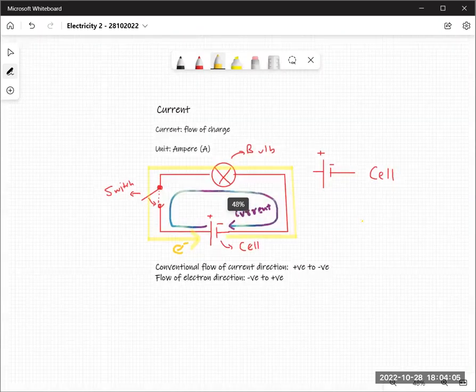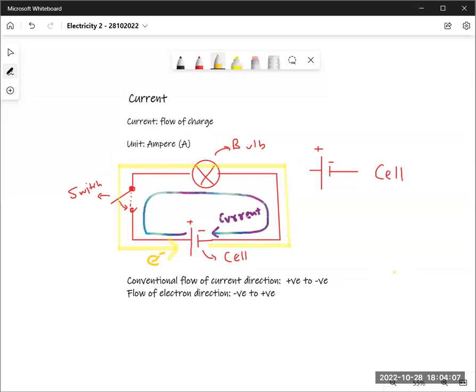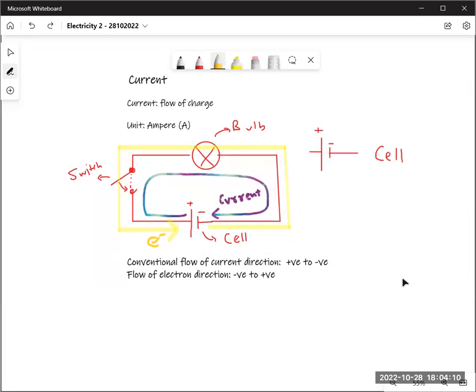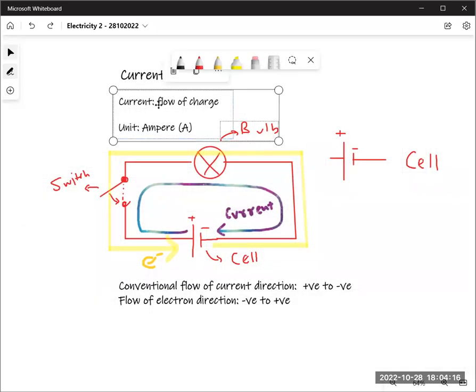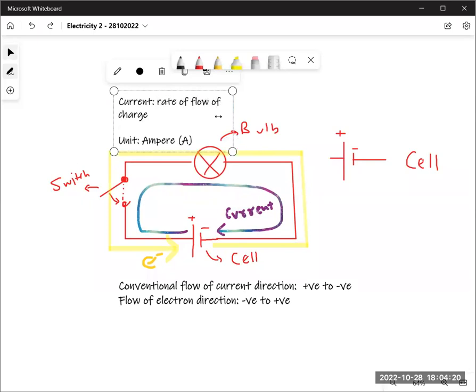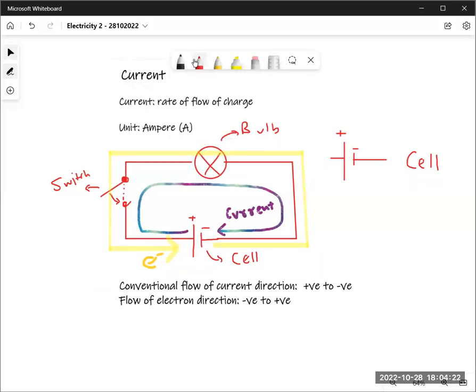Tell me when you're done writing. Just a second. In the first one, please add one more thing, which is that current is the rate of flow of charge. Add the words rate of flow.